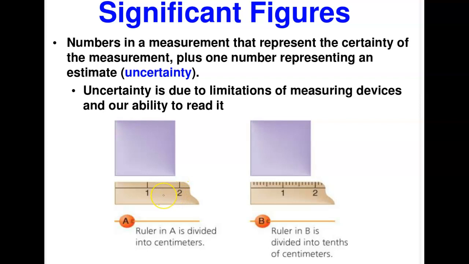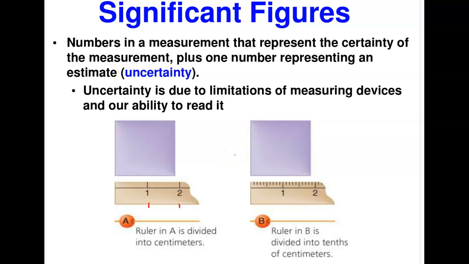That means the only number we can read with certainty will be the first digit. The digit between this point and this point has to be an estimate because you don't have any marking to guide you. So that estimate is what will guide the number of digits we're going to write. The highest number of digits I'm going to write for this ruler will be 2 digits: the first is a certain number, and the second is an estimate.